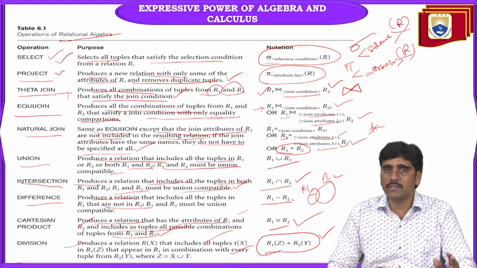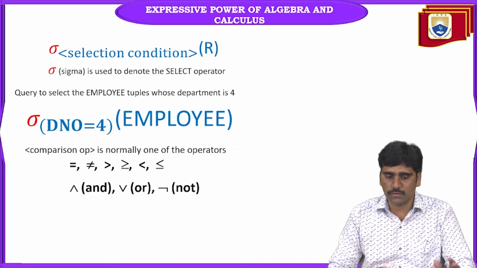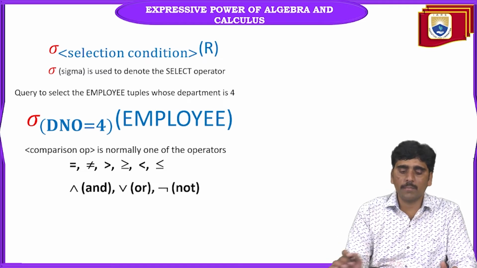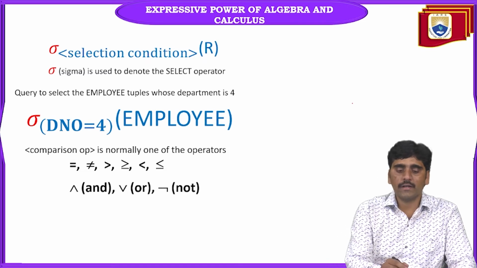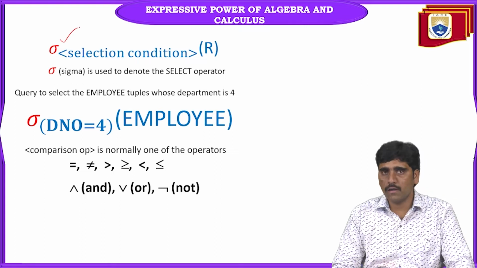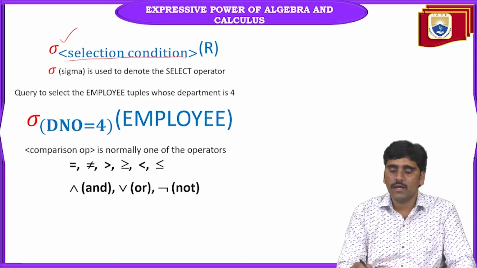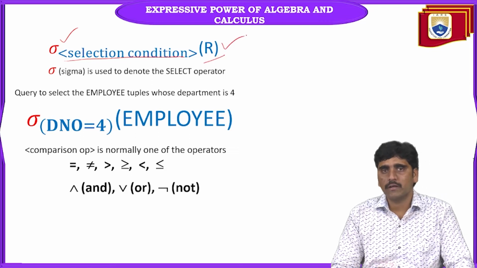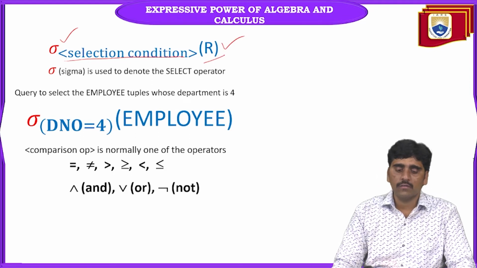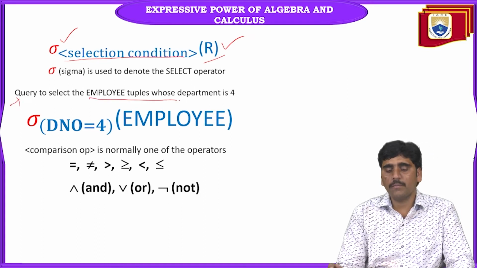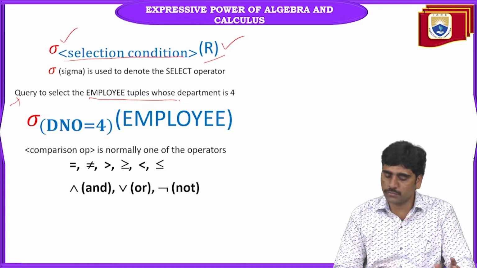So now we'll see how to write the queries in unsafe queries. We know that a selection operator is indicated with sigma, and the condition specifies the selection condition, and then the table name. They asked me to write the query to select the employee tuples whose department number is 4.